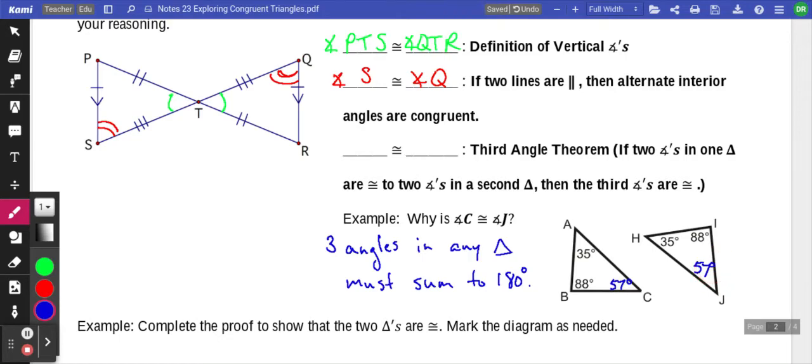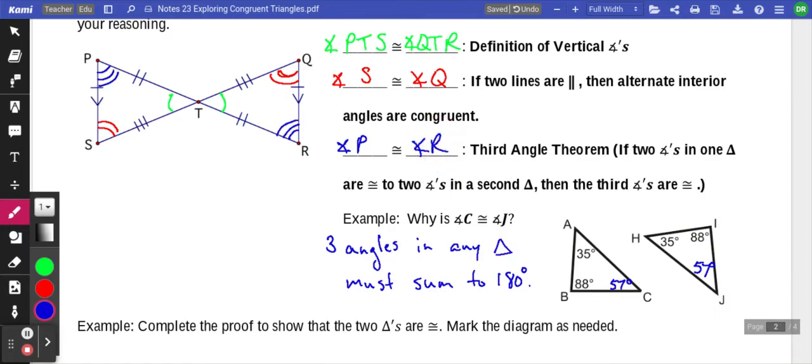So yes, all three angles will have to match. So that's something we can say is always going to happen in a triangle. If two angles are the same, then the third angles will also have to have the same measure. And so for that reason, we do see that angle P is congruent to angle R, and we can mark them that way.